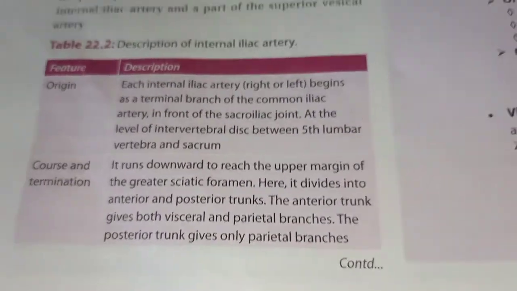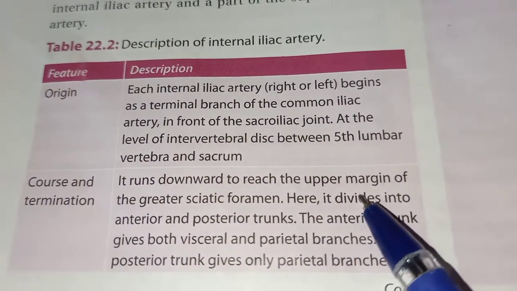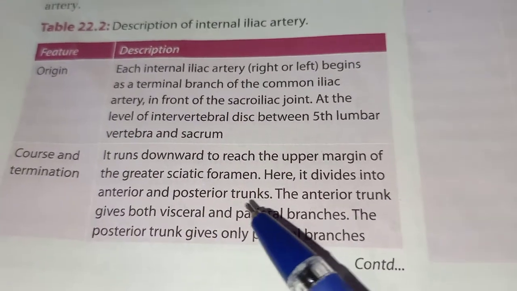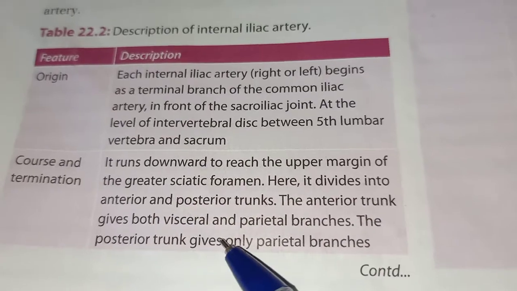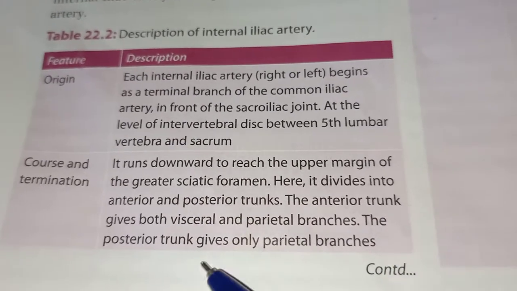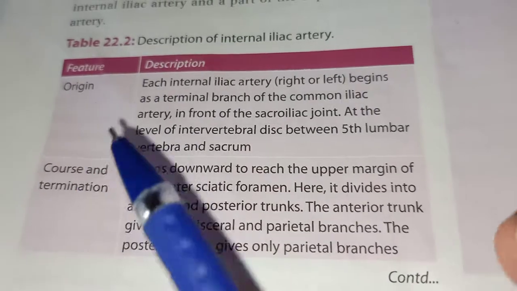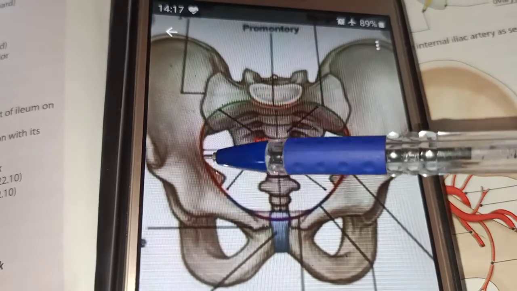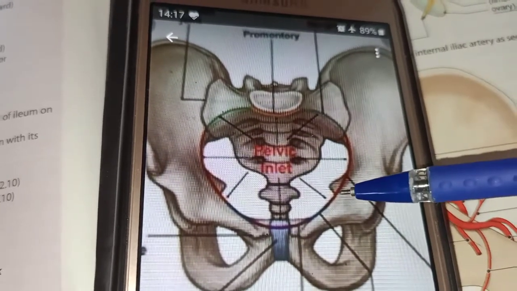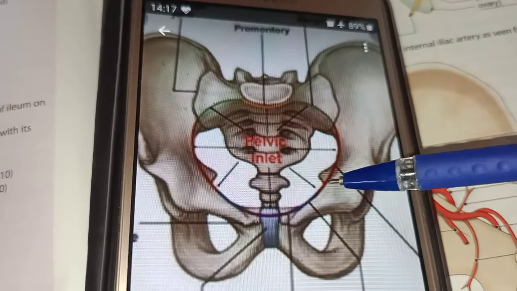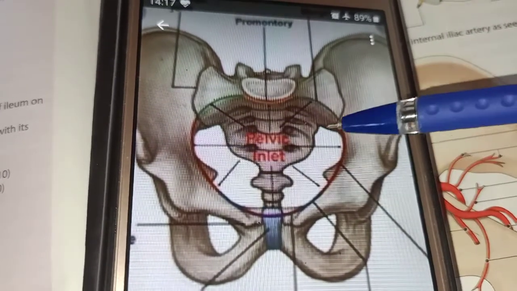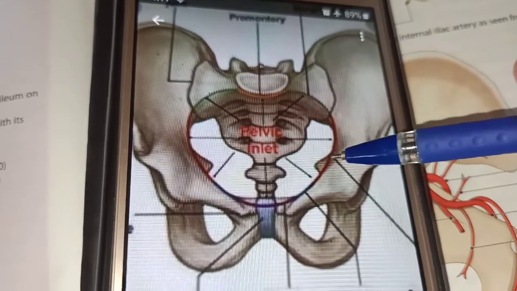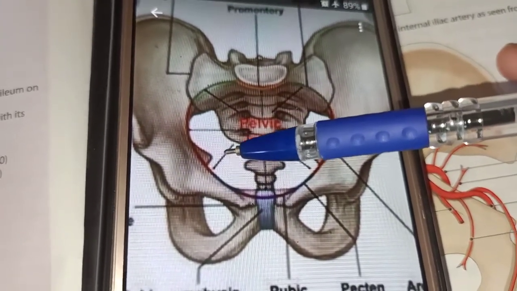Now what is the course? It runs down to reach the upper margin of the greater sciatic foramen. Here it divides into anterior and posterior trunks. The anterior trunk gives both visceral and parietal branches, and the posterior trunk gives only parietal branches. So this artery will descend down and reach the greater sciatic foramen, and once it reaches there, it will divide into anterior and posterior trunks.